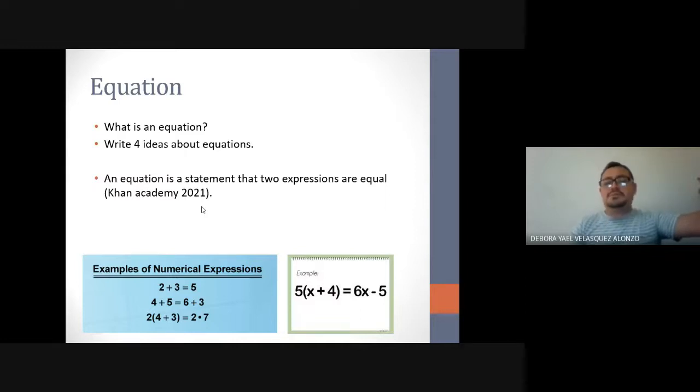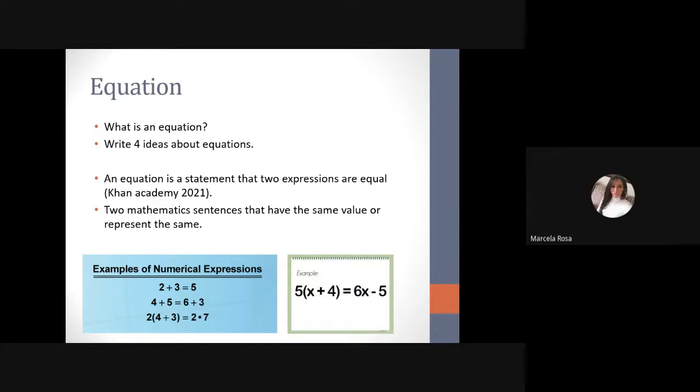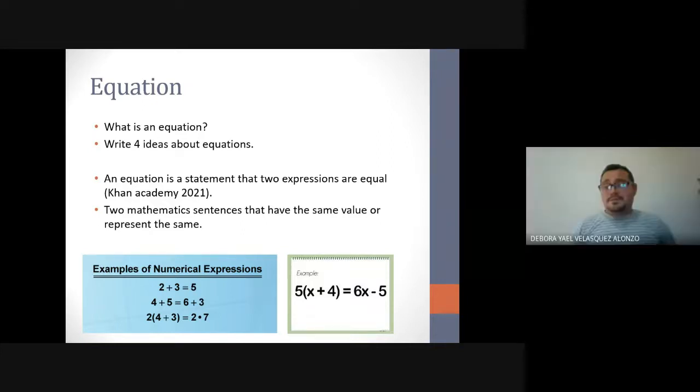Wow, not too much complication. That's from Khan Academy. Another one: two mathematical sentences that have the same value or represent the same. This is something important. In mathematics, we can represent one thing in different ways. For example, can you tell me two ways to represent the number 6? 3 plus 3, 2 plus 4, 3 times 2, 12 divided by 2. So you have many ways to write the same number.